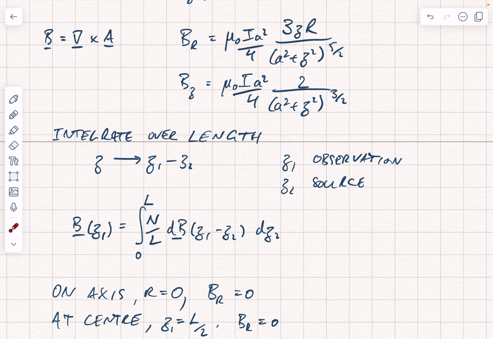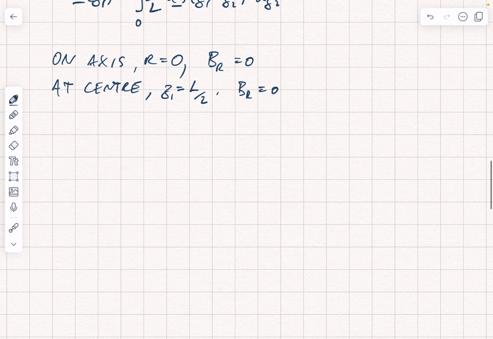And we don't expect it to remain axial near the ends, but we can't use these formulae near the ends, or we certainly can't use them near the ends far away from the axis. So let's just look at how we would evaluate the total field. Let's start with BR at Z1.